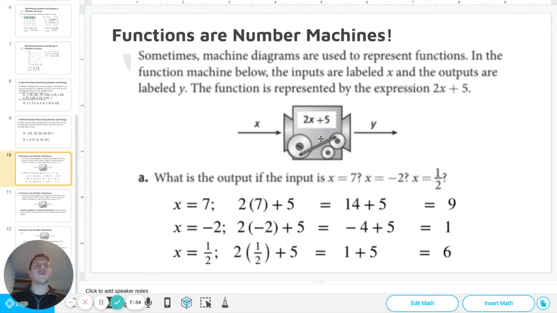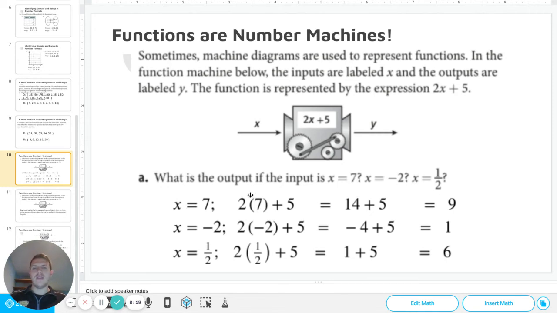It kind of looks like an engine of sorts. In the function machine below, the inputs are labeled X and the outputs are labeled Y. The function is represented by the expression 2x plus 5, which means that whatever we put into it, we multiply it by 2, add 5 to it, and that gives us our number back. So what is the output if the input is 7, if the input is -2, or the input is 1/2?